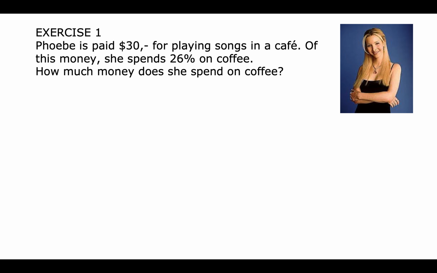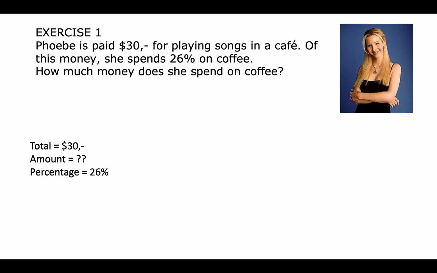Exercise 1. Phoebe is paid $30 for playing songs in a cafe. Of this money, she spends 26% on coffee. How much money does she spend on coffee? Well, we will always look at those 3 things: the total, the amount, and the percentage. Which 2 do we know, and which one do we have to calculate? She is paid $30 for playing songs, so that's the total amount she's paid. And she spends 26% on coffee, so that's the percentage. What that means, we need to calculate the amount, and the question is indeed how much money does she spend on coffee, which is 26%.